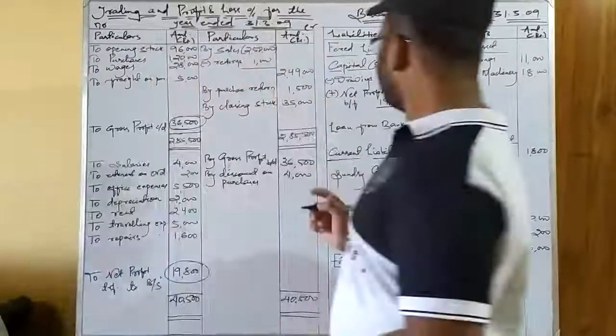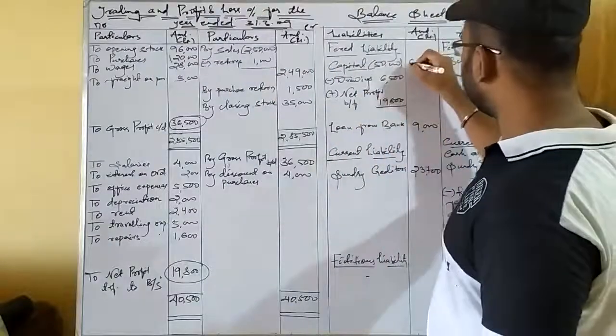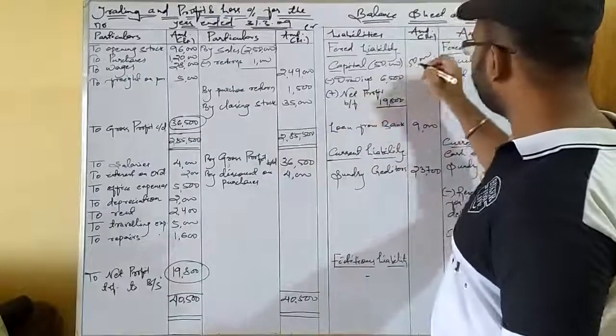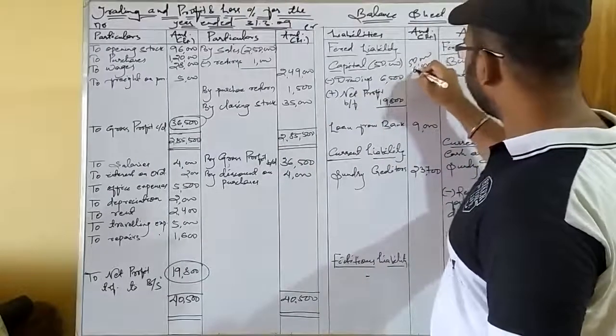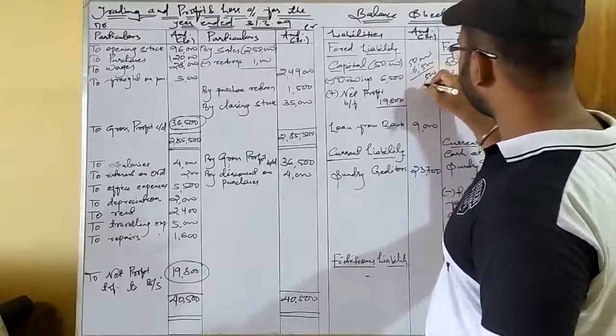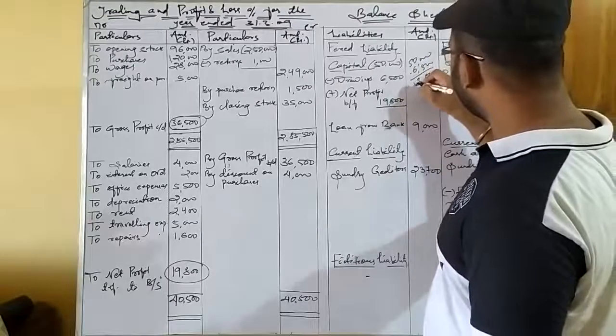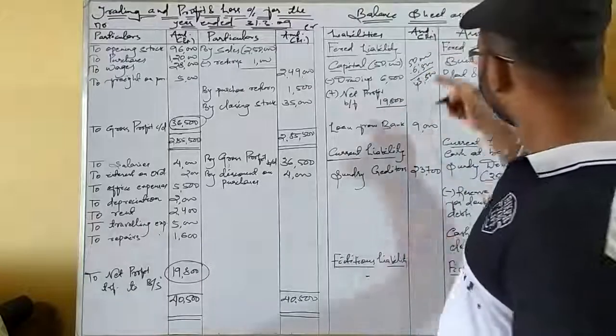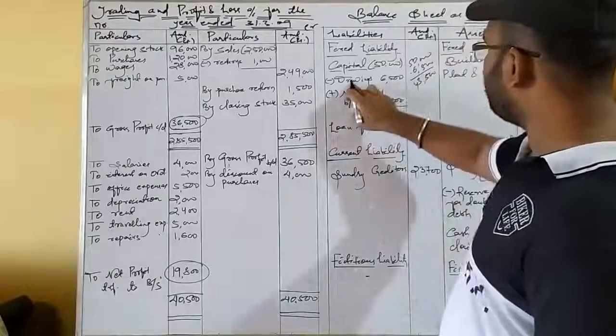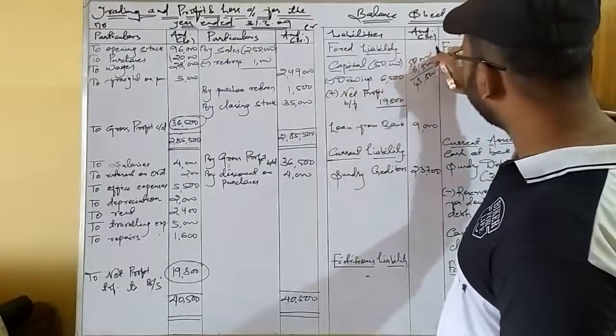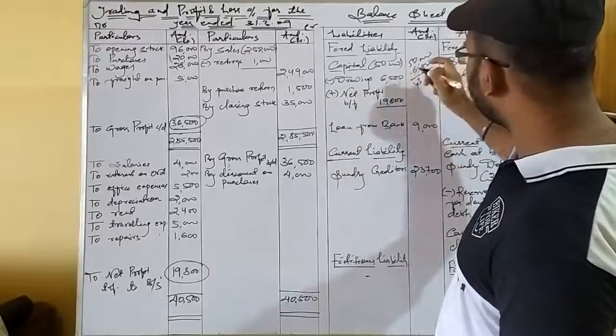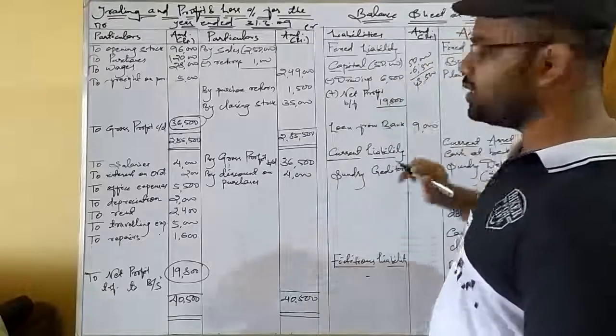As you can see here, capital is 50,000 and we have drawings of 6,500. So we have to subtract the drawings. After subtracting the drawings, we get 43,500. Okay, so we have to subtract the drawings. After subtracting 6,500 of drawings from 50,000, we got 43,500.